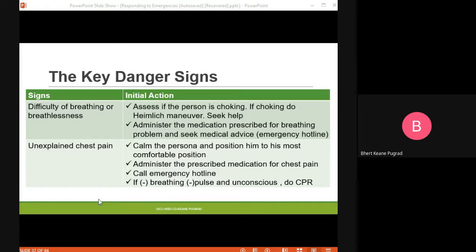Second is unexplained chest pain. If the person is experiencing unexplained chest pain, first we need to calm the person and position him or her in the most comfortable position. Second, we need to administer prescribed medication for chest pain and call the emergency hotline. If so happen that the patient will suffer from emergencies, like for example, difficulty of breathing, there's no pulse or there's no breathing, and the patient turns unconscious, our immediate action is to do CPR.